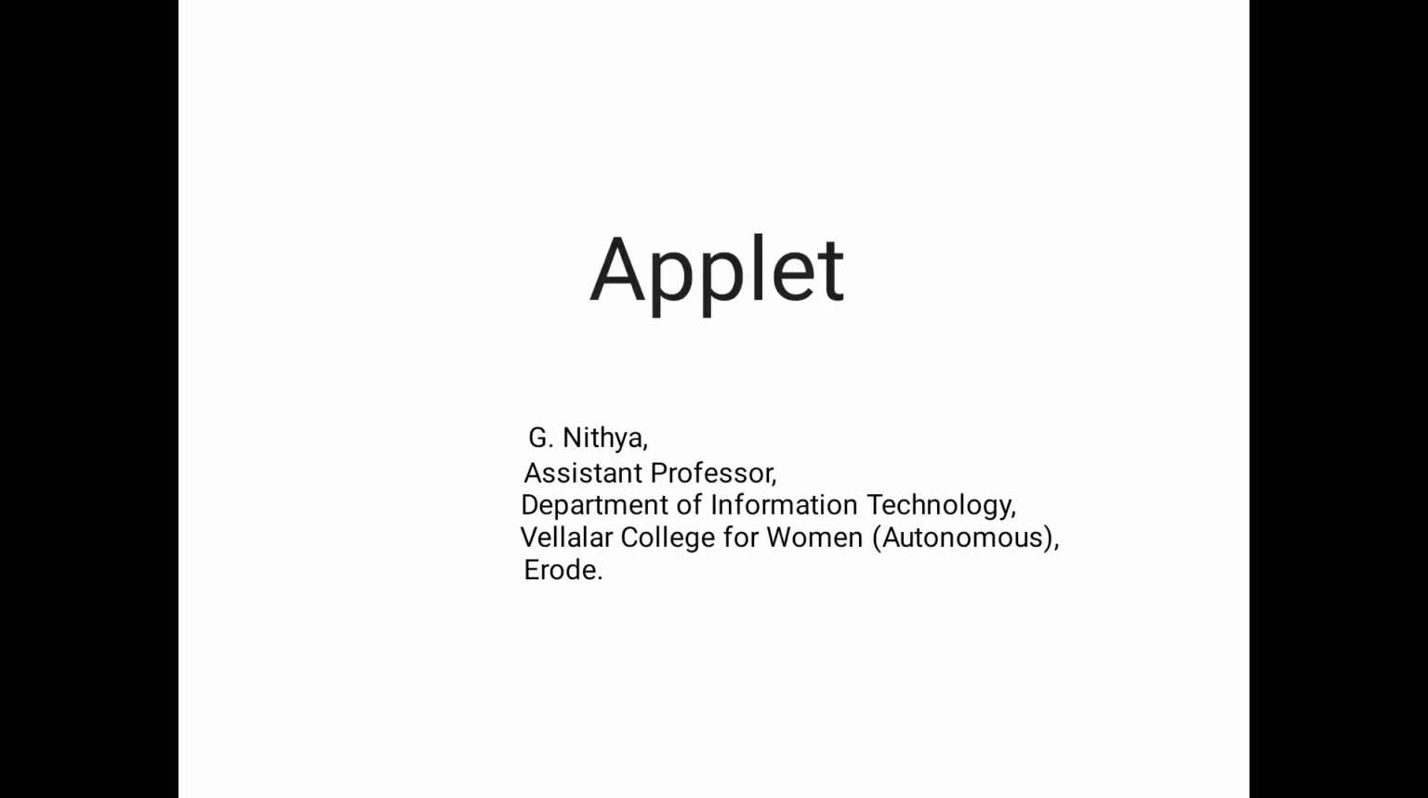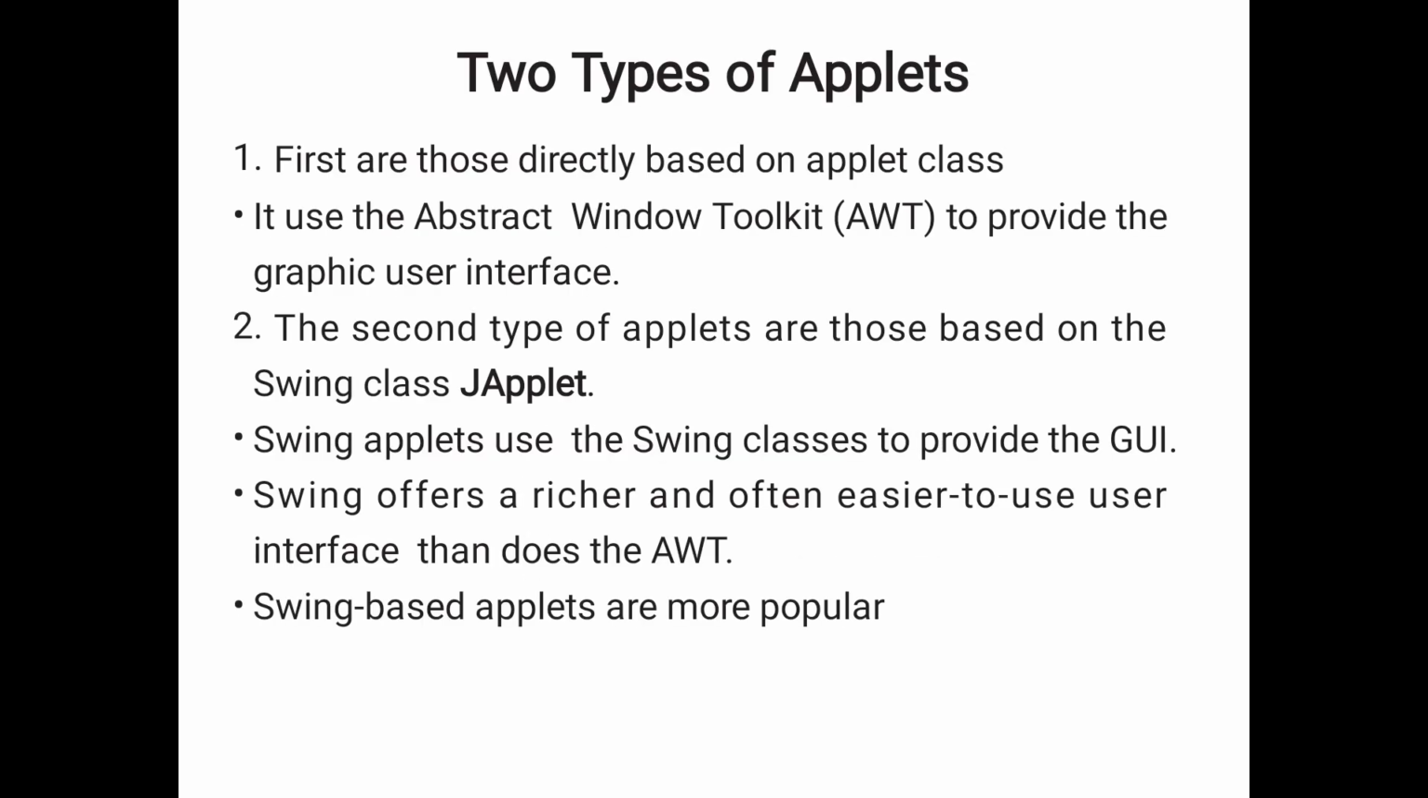Hi everyone, now we can learn about applets. Applets are mainly created using two types of applet classes. First is directly using the Applet class. It is a basic type of applet. It uses AWT, that is Abstract Window Toolkit, for the graphical user interface. Second type of applets are based on the Swing class, which uses JApplet classes. It uses Swing components to provide the GUI. It is very popular and easier to use.